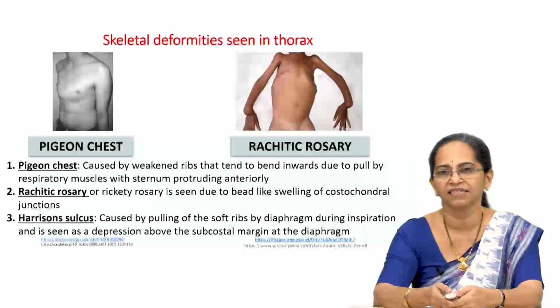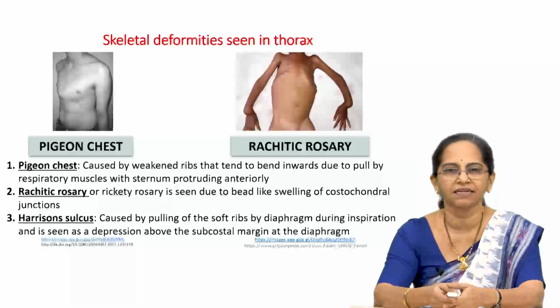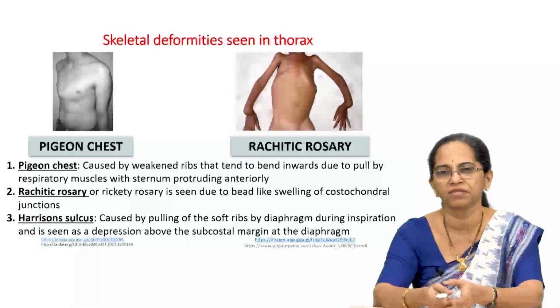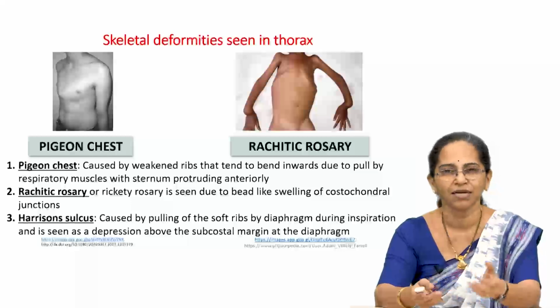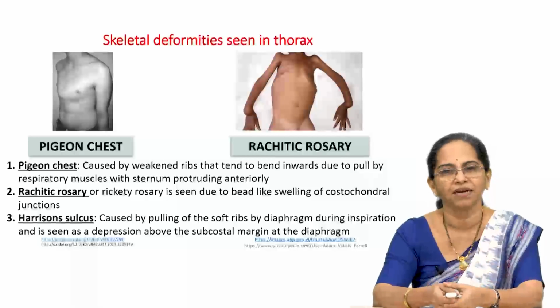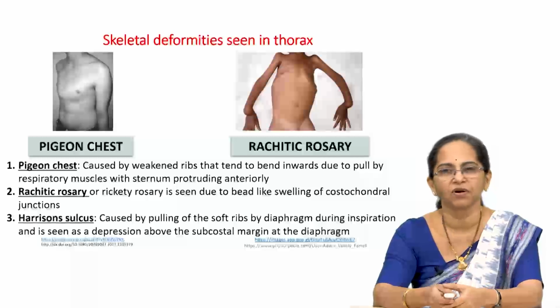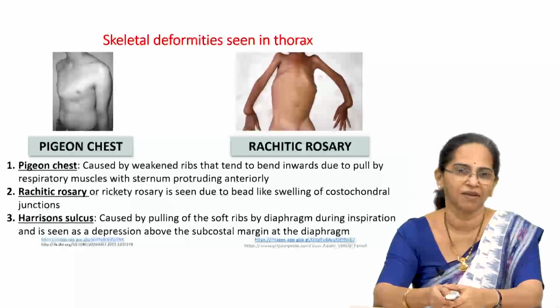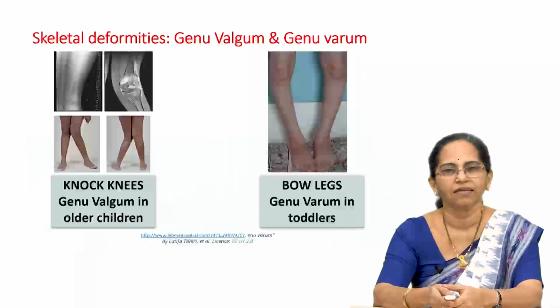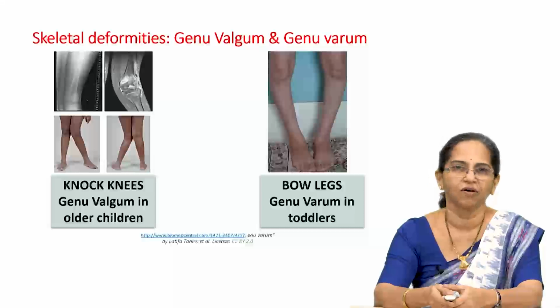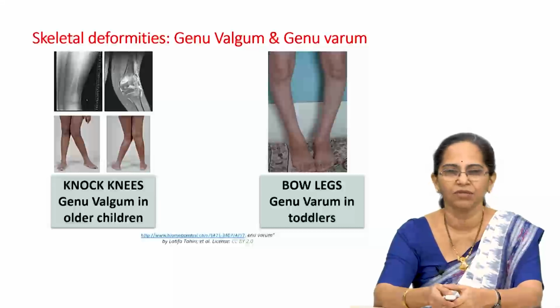And then comes Harrison's sulcus. Harrison's sulcus is actually caused by pulling of the ribs that happens during inspiration. The pull is created by the diaphragm. So, you can see that there is a depression above the subcostal margin at the diaphragm level. These are typical findings of rickets. Look at both the pictures, there is bending at the knee level.